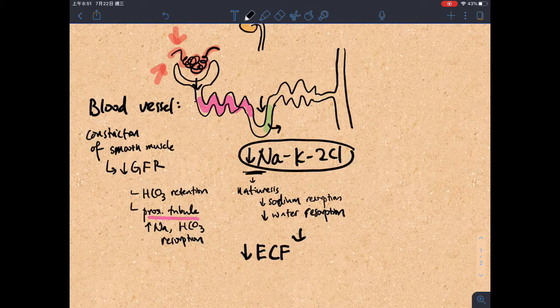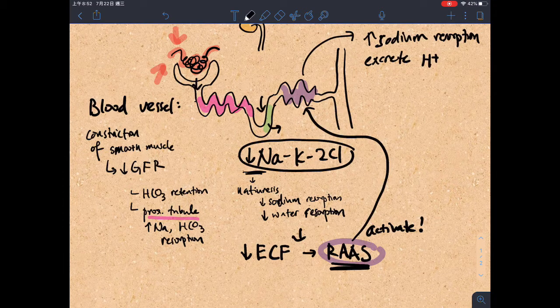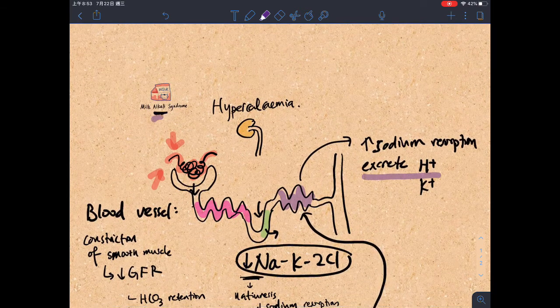Well, when you have decreased extracellular fluid, your renin angiotensin aldosterone system gets activated. And now, the aldosterone tries to increase sodium resorption by excreting protons, the hydrogen ions, and potassium. So here you are excreting the protons. So you end up with alkalosis. And that's why it's milk alkali syndrome.